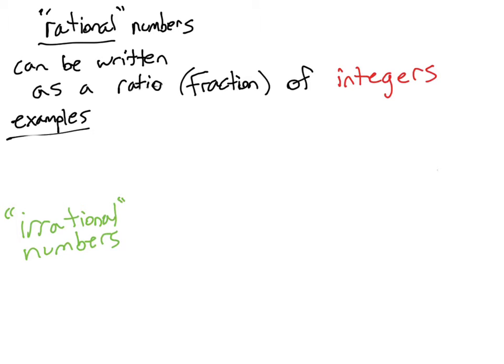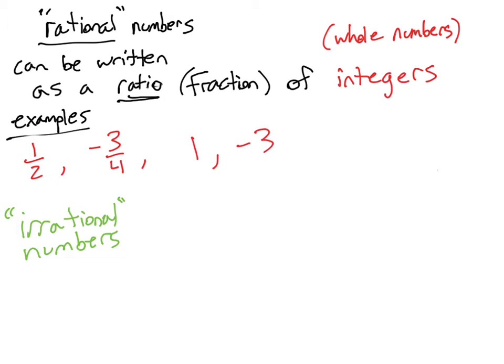The rational numbers are numbers that can be written as a ratio of two integers, where integers are the set of whole numbers, and a ratio is just another way of saying a fraction. So examples of rational numbers are any positive or negative fraction, or also any positive or negative whole number, because any whole number can really just be thought of as a fraction that has a 1 in the denominator, which we don't need to include because anything divided by 1 is itself.